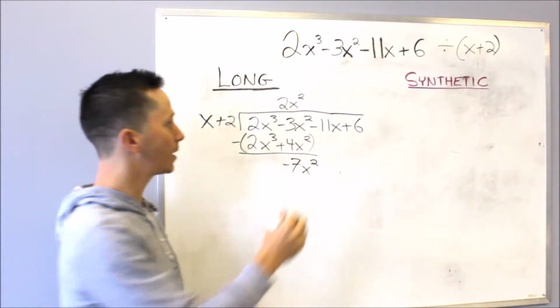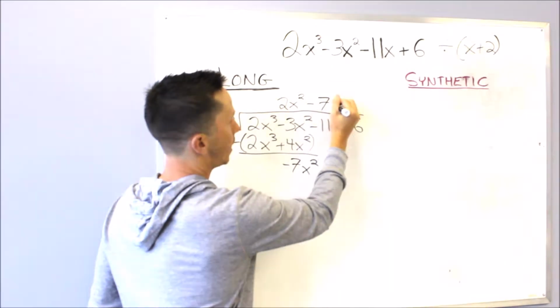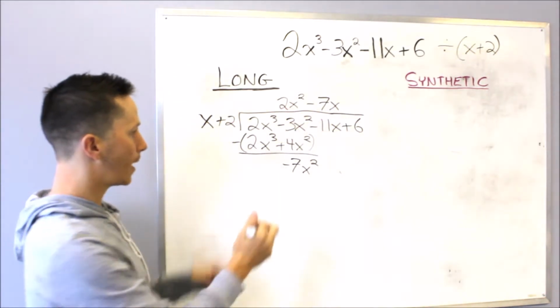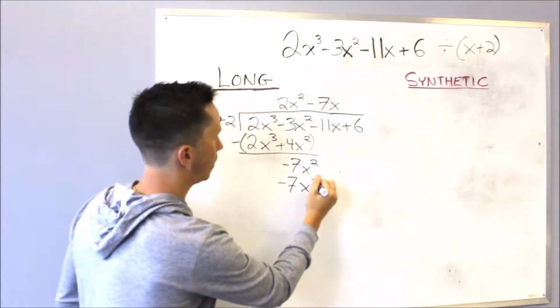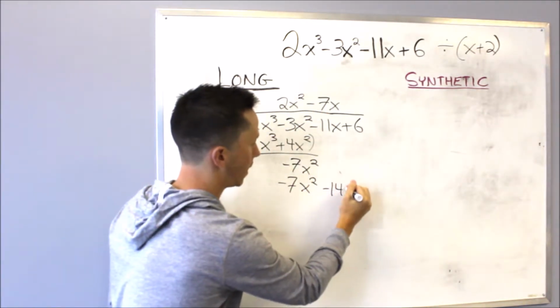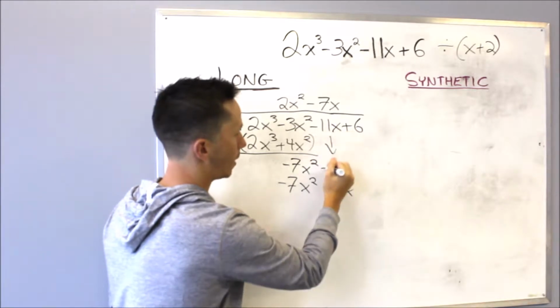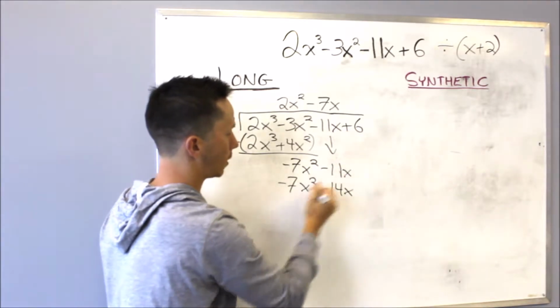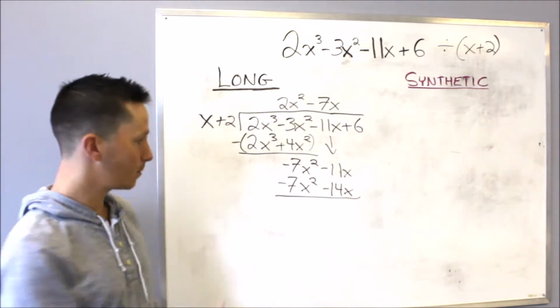X into negative 7x squared is negative 7x. Multiply it back. Negative 7x squared, and negative 7x times 2 is negative 14x. Here's where we bring down our negative 11x, just like you would in normal division, and subtract again.